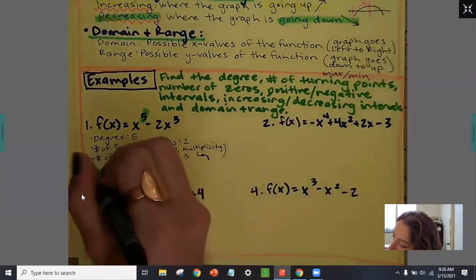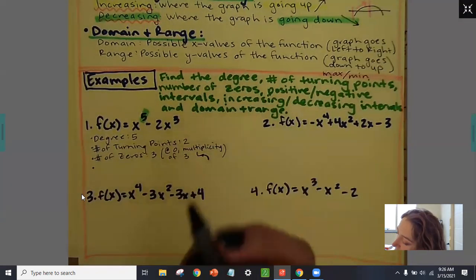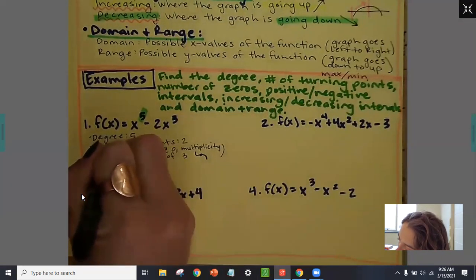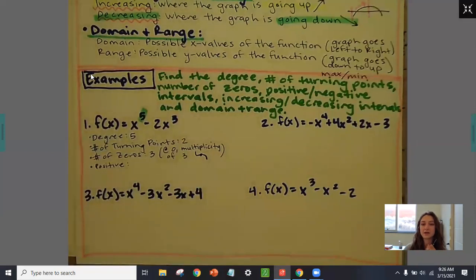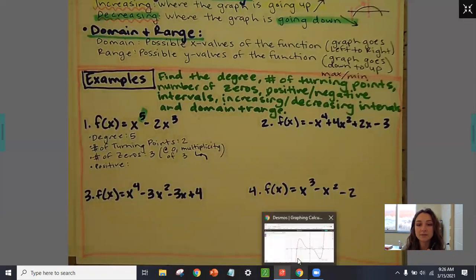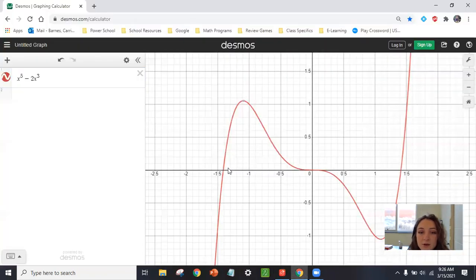All right, so let's go on to the positive and negative intervals. We're going to start with positive. So where is the graph above the x-axis? All right, so let's go back. We can see that the graph is above the x-axis between here and here. Then afterwards, almost all of it is going to be below, from here to here. So we see that it is above the x-axis here, then it goes below, and then it goes back above.